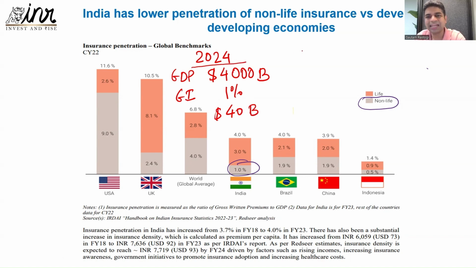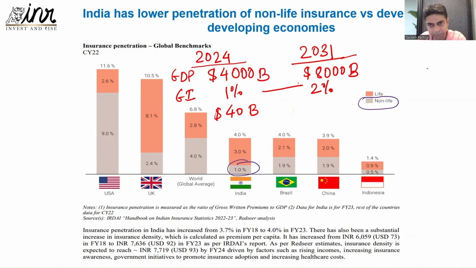Now, as per many estimates lying around, in 8 years, by 2031, India's GDP would more than double. So let's say it would be $8,000 billion. And let's say general insurance penetration in India by then would be closer to the current Brazil and China non-life insurance penetration. This is an assumption, just to get a sense of the possible growth in general insurance at a high level. So let's say it's closer to 2%, so penetration of general insurance in 8 or 10 years is 2%, from 1% today.